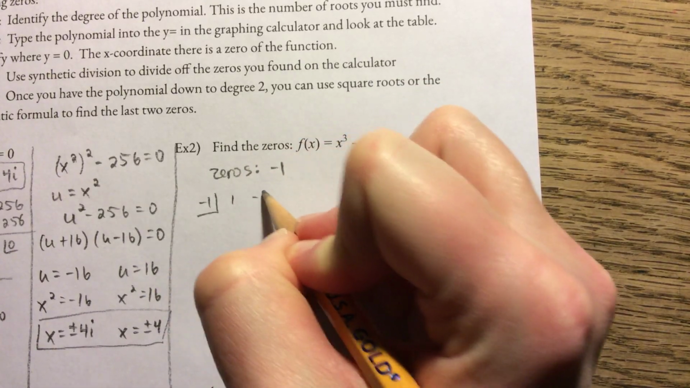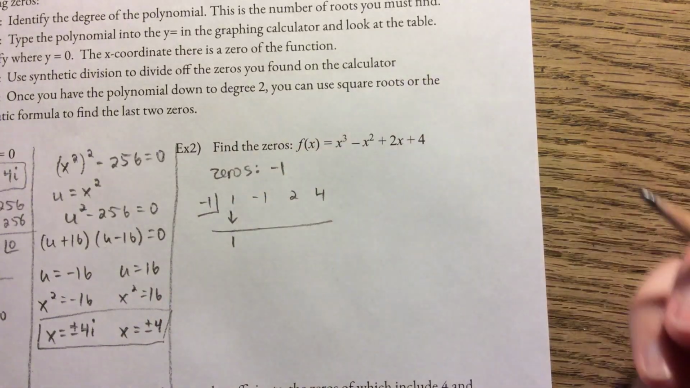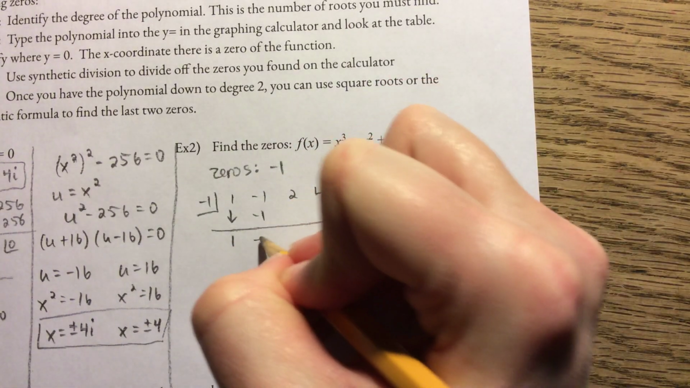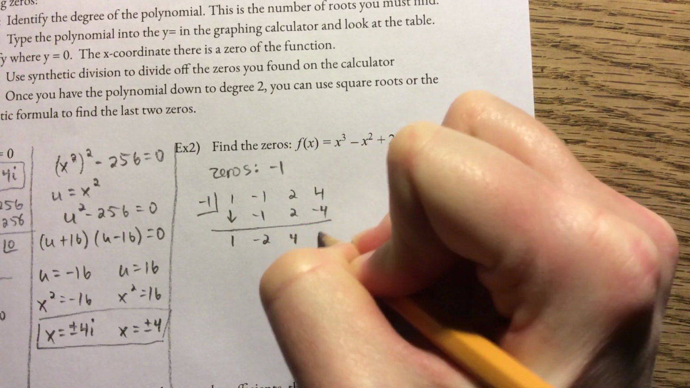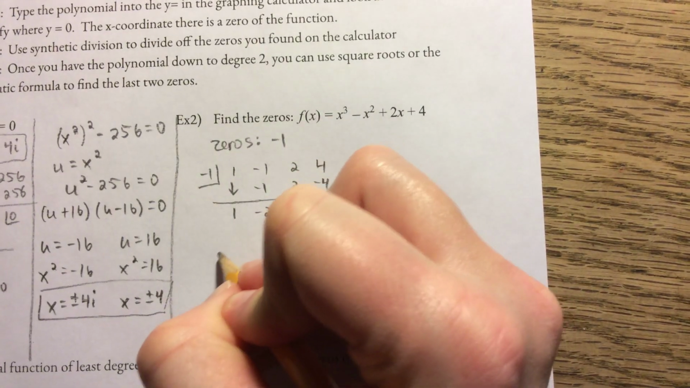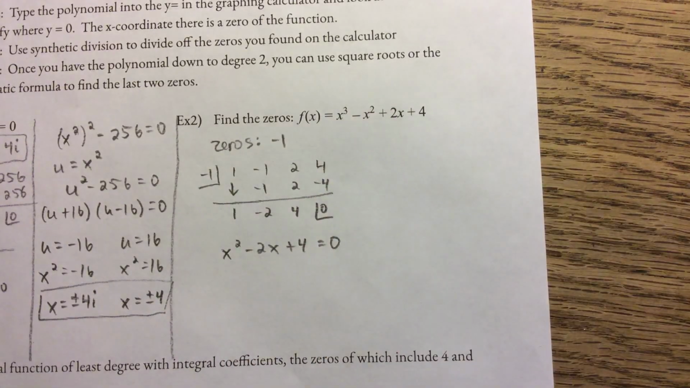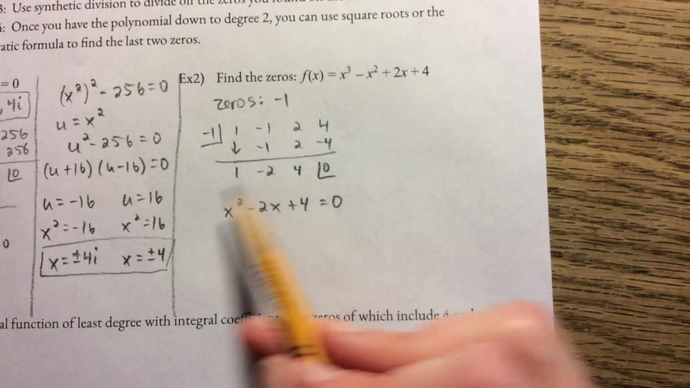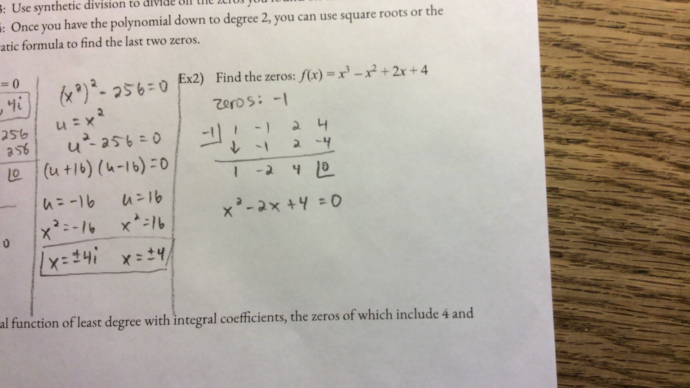So I would have 1, negative 1, 2, and 4. 1 times, that would be here. Okay, so what I'm left with here is a quadratic, so x squared minus 2x plus 4 equals 0. And then looking at this, it doesn't look like I have any way that I can factor that, so I'm going to have to use the quadratic formula.